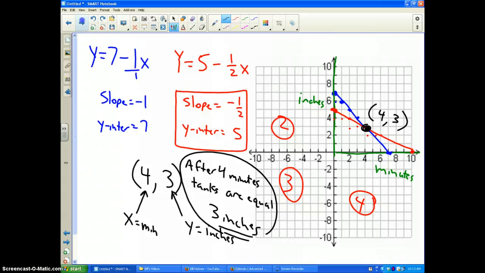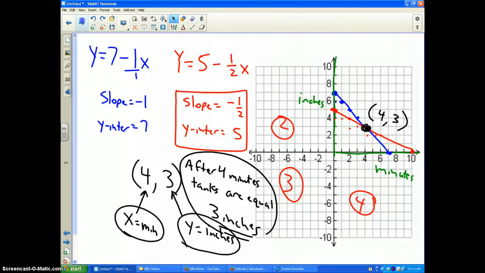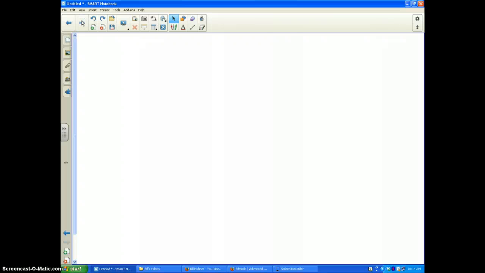And that is how you interpret and answer a word problem with a graph and a system of equations. So hopefully that makes sense to you. 4 minutes is the answer, and if they ask you how much water both tanks have, the answer would be 3 inches. So if you have any questions about that, please let me know. But I'm going to also show you this. This particular system of equations we could also solve without a graph.